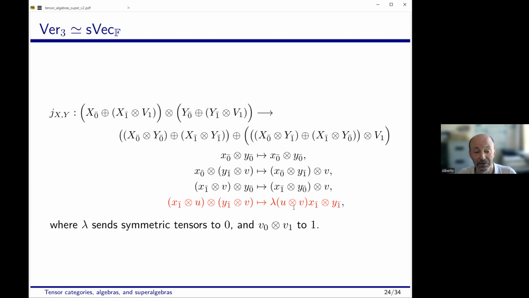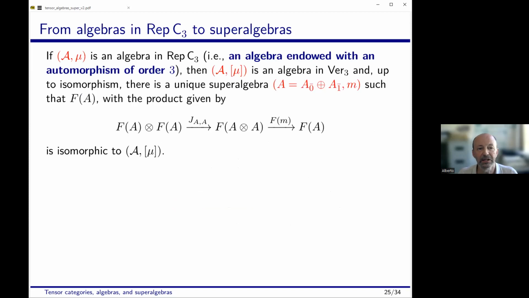This is the only thing, and then we have to add this lambda, which is a scalar, either 0 or 1. So we take symmetric tensors in V1 tensor V1 to 0, and the skew symmetric tensors, V0 tensor V1, go to 1, and then you apply skew symmetry. So these two categories are equivalent. And with this, if we have an algebra in our original category, then we can consider the corresponding algebra in the semi-simple category by taking the product modulo negligible endomorphisms.